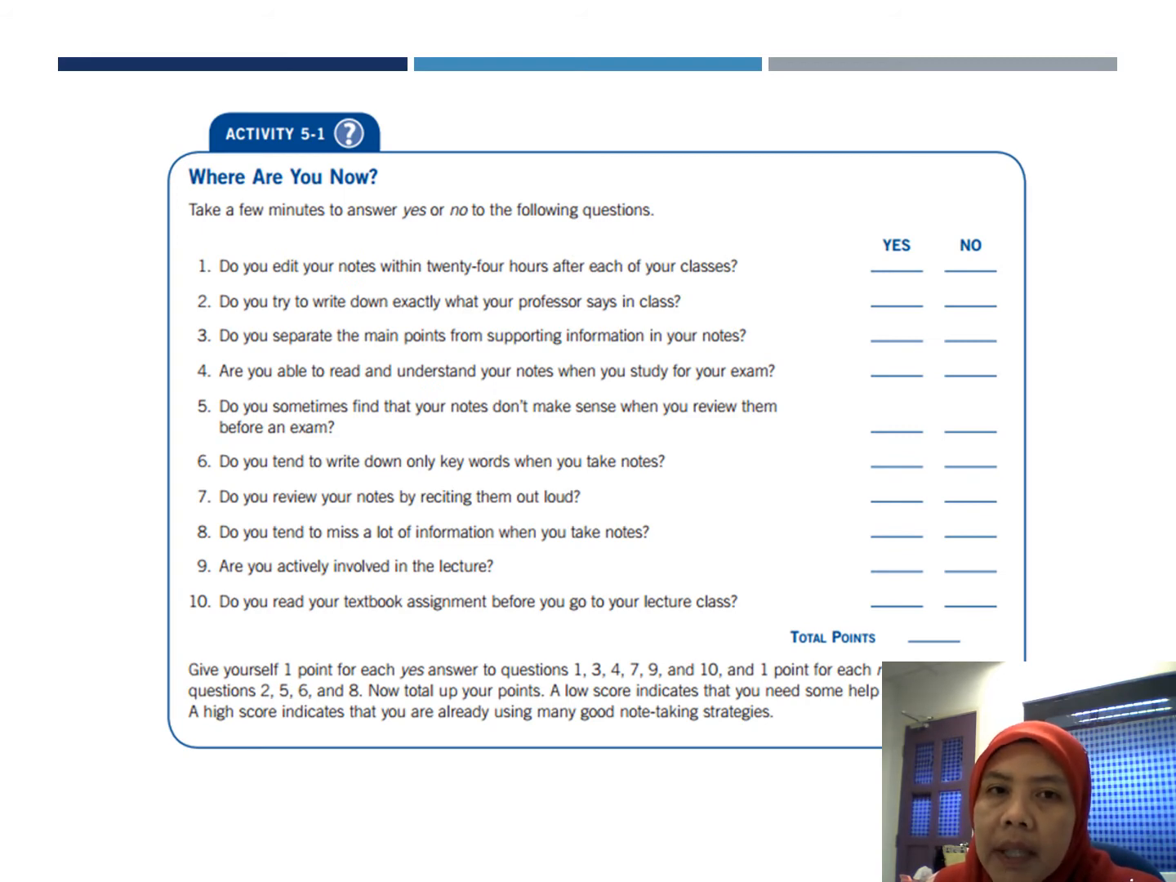So in this topic, you have two activities. Activity 5.1, and the other one is that you need to watch a video and use the Cornell method to take notes based on the video. I will explain later about the video. So this is the first activity in this topic. After you answer the questions, you need to calculate all the marks below, and then you will know which category you are in based on your scores. I hope you answer it honestly.